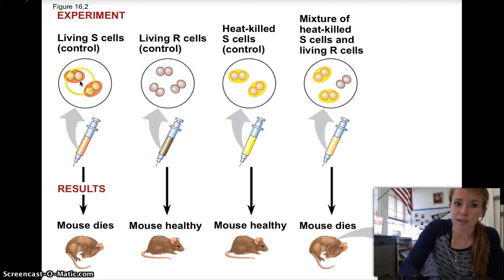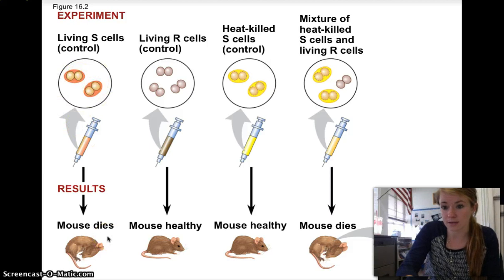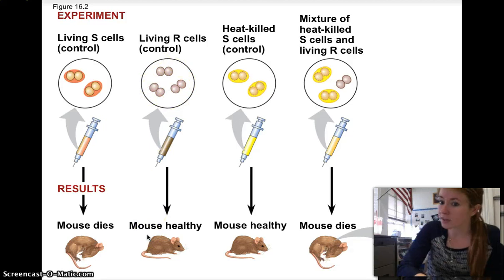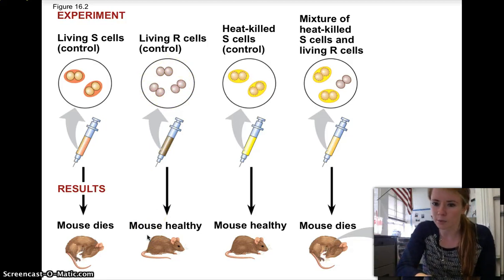He would take the living S cells and he injected them into a mouse, and the mouse would die of pneumonia. And then he took the living R cells, and these stand for smooth and rough. And so he took the living rough cells, and if he injected them into a mouse, the mouse lived. So the cells are alive, but they're not causing pneumonia.